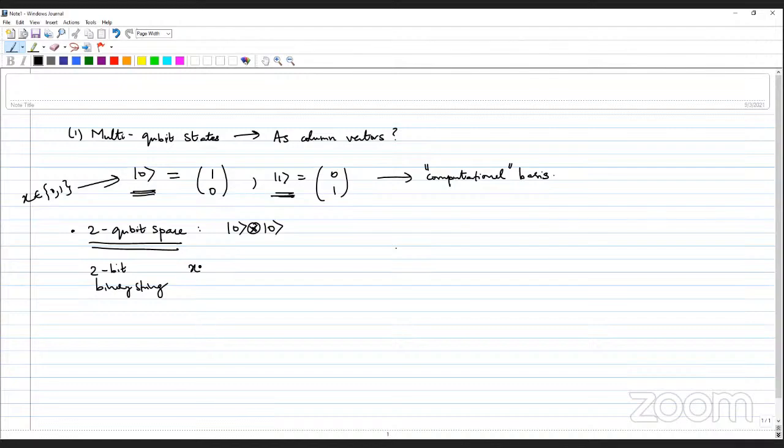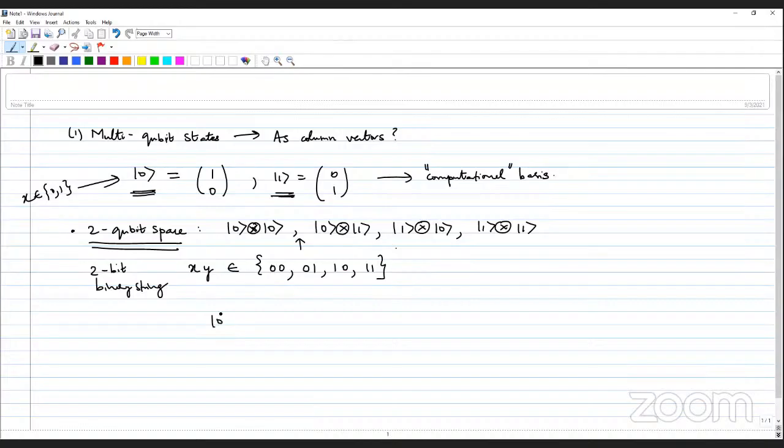Similarly, take a 2-bit string now. If you want to call this XY, then you know that this can take one of 4 possible values: 0 0, 0 1, 1 0, 1 1. Correspondingly, you can write down 4 states here, of this form. And I will just explain what this symbol is. This is what is called a tensor product.